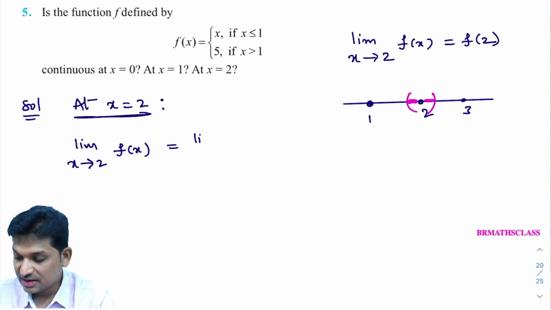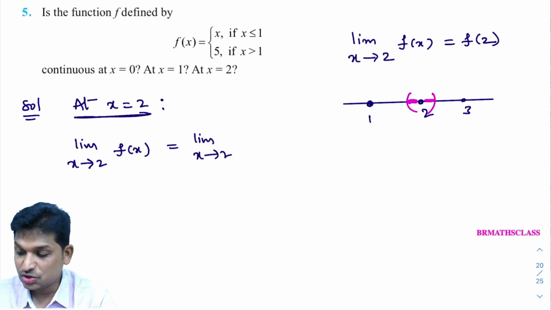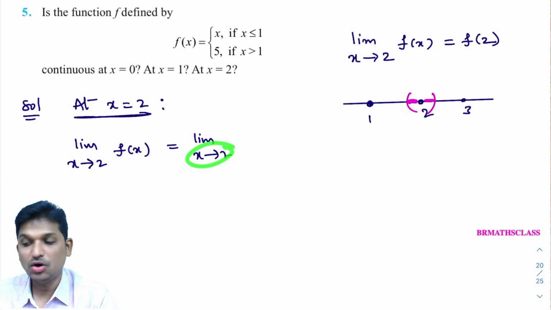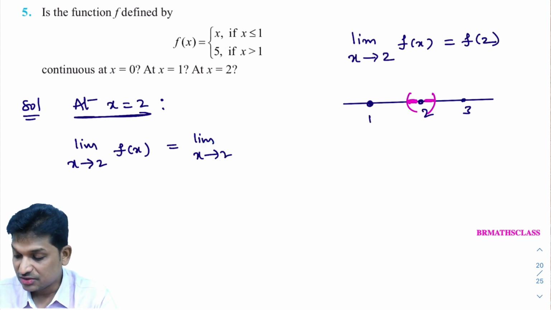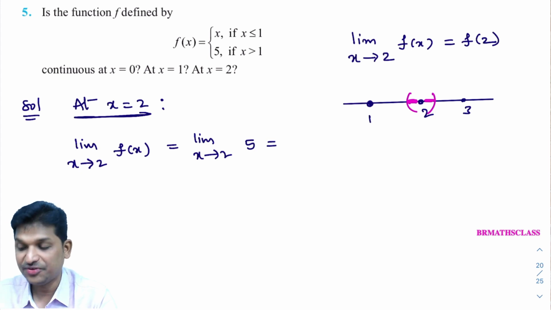So limit x approaches 2, which function to choose? x approaches 2 means all x values are greater than 1. So I need to choose this function. Good. So the function f of x is what? f of x is phi.